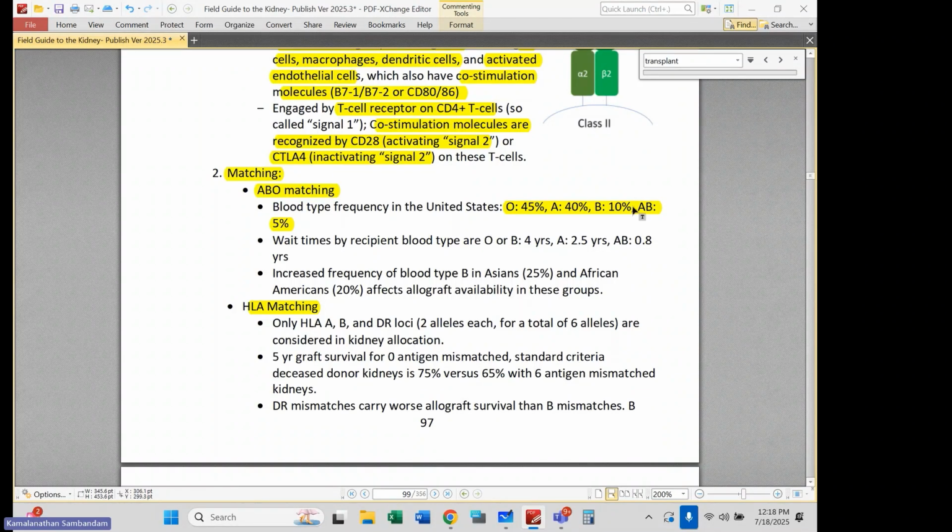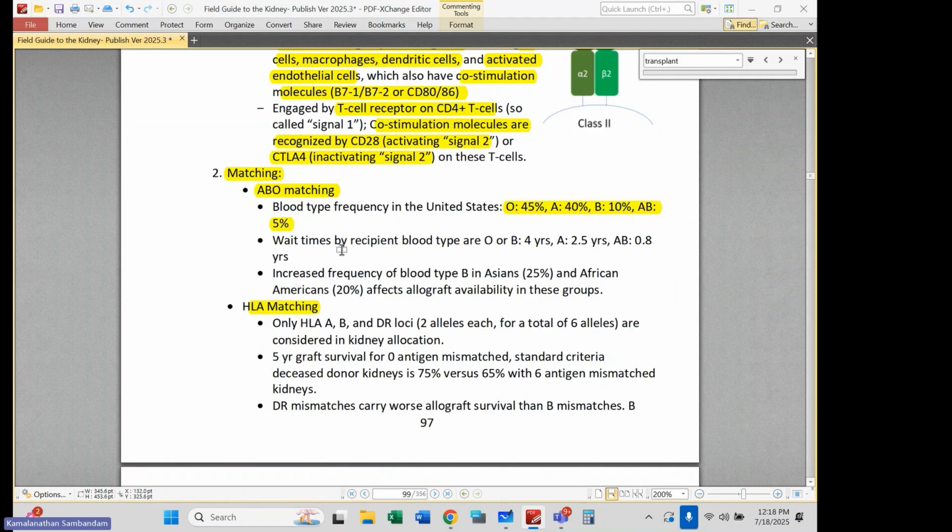Now, on the other side, AB, if you're a recipient looking for an organ, AB is rare in the population, but the beauty of being an AB recipient is you can get a blood group O kidney, an A kidney, a B kidney. You're compatible with everyone. This is 5% of the US population.